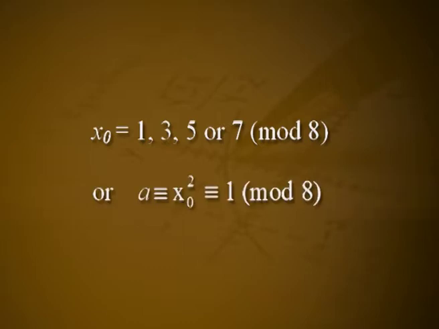Conversely, if x square congruent to a mod 2 raised to n has a solution for each n greater than or equal to 3, say x naught, then x naught square congruent to a mod 2 raised to n. In particular, x naught square congruent to a mod 8. Since a is odd, x naught must be odd. Thus, x naught is equal to 1, 3, 5 or 7 mod 8, or a is congruent to x naught square, which is congruent to 1 mod 8.